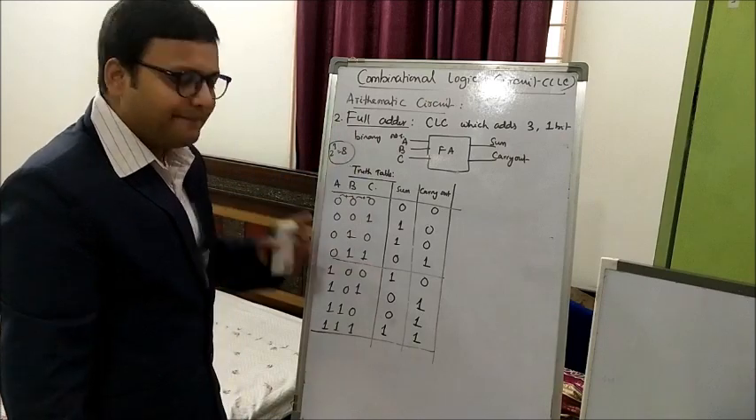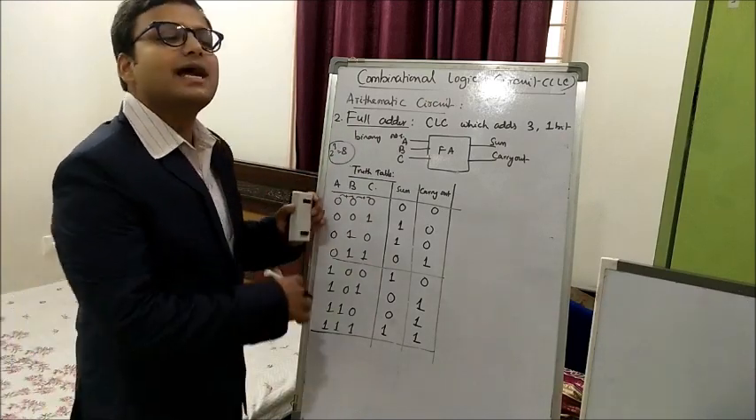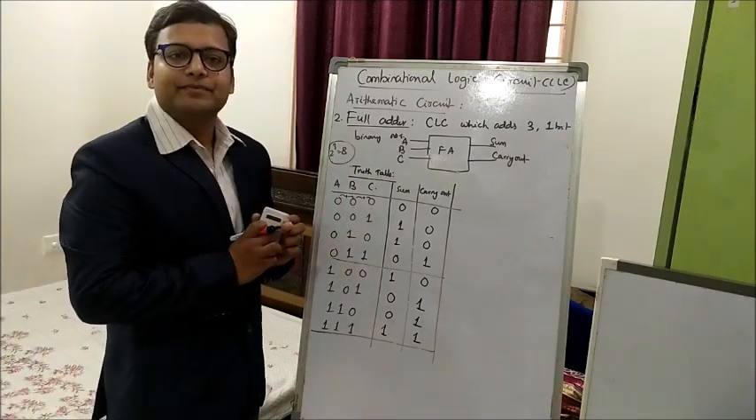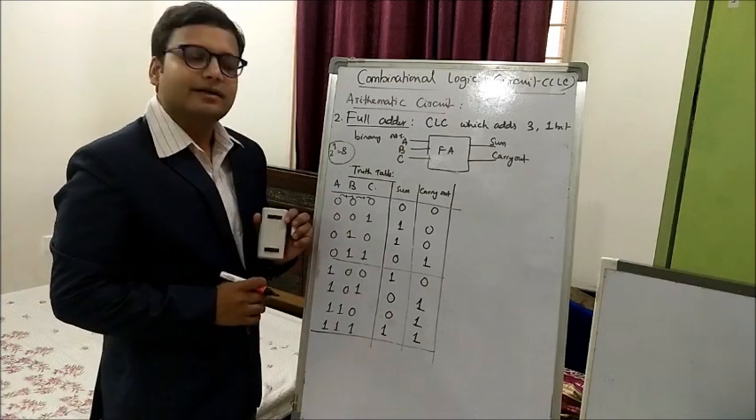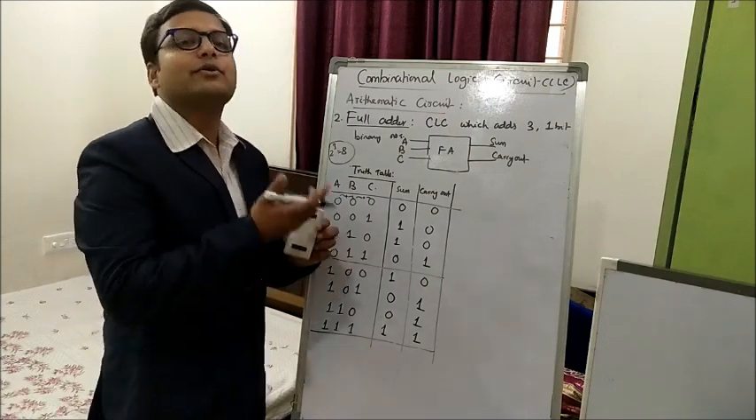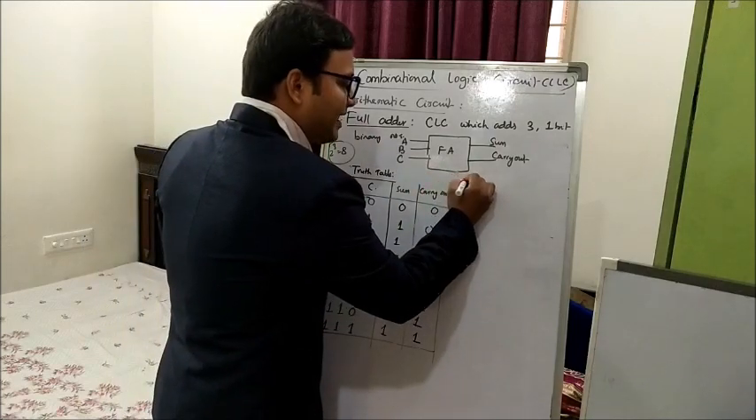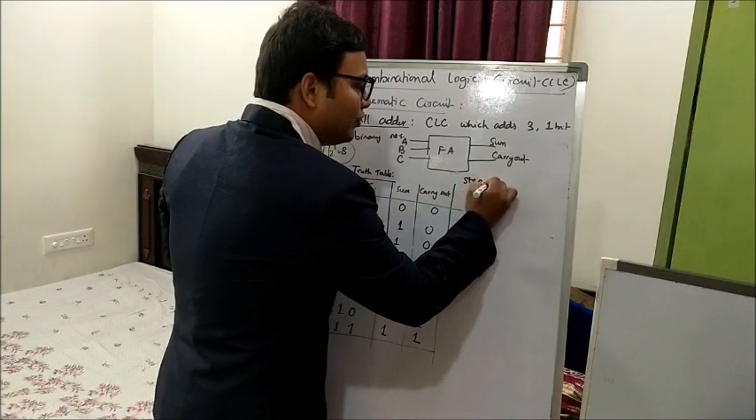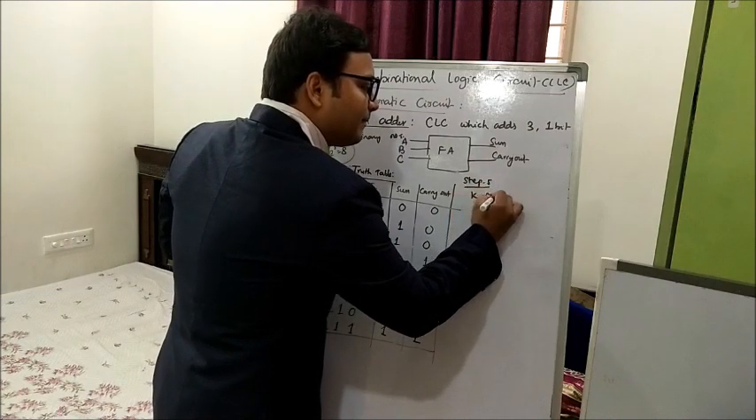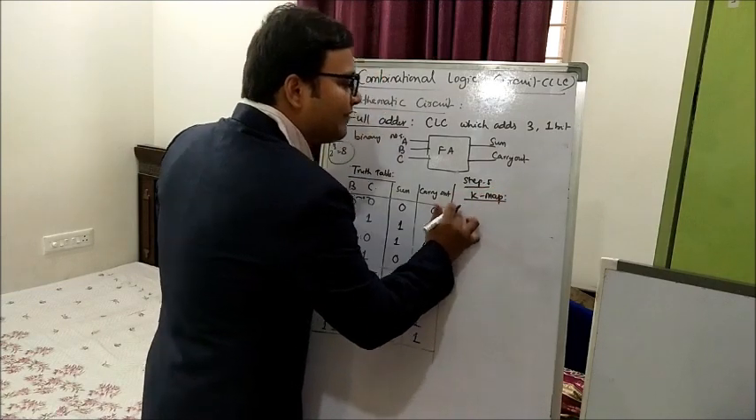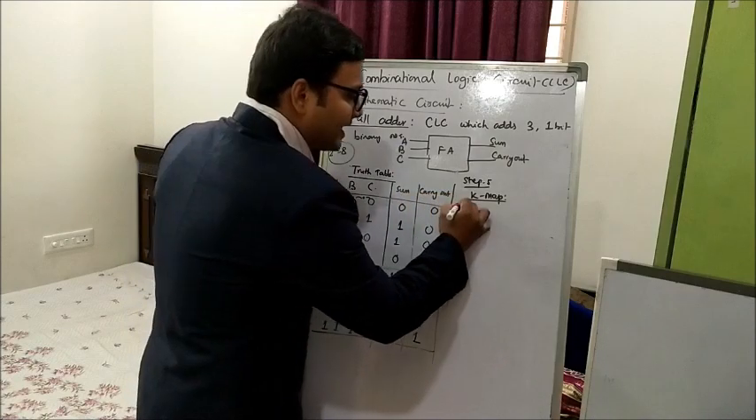So this is my basic truth table, which I have obtained mainly from the behavior of the design which I am going to design here as a logic circuit. Now what I have to do? Step 5. Step 5 is I am going to perform the K-map to simplify the design. So perform the K-map for the sum.